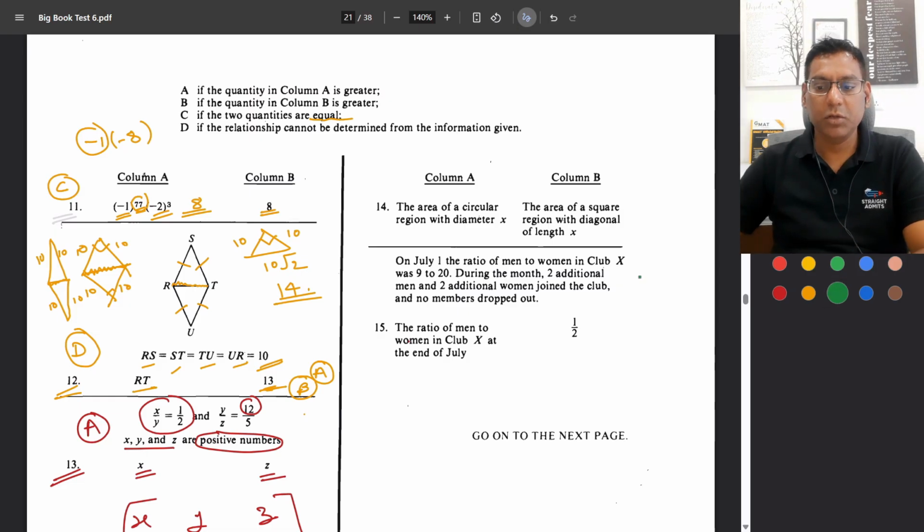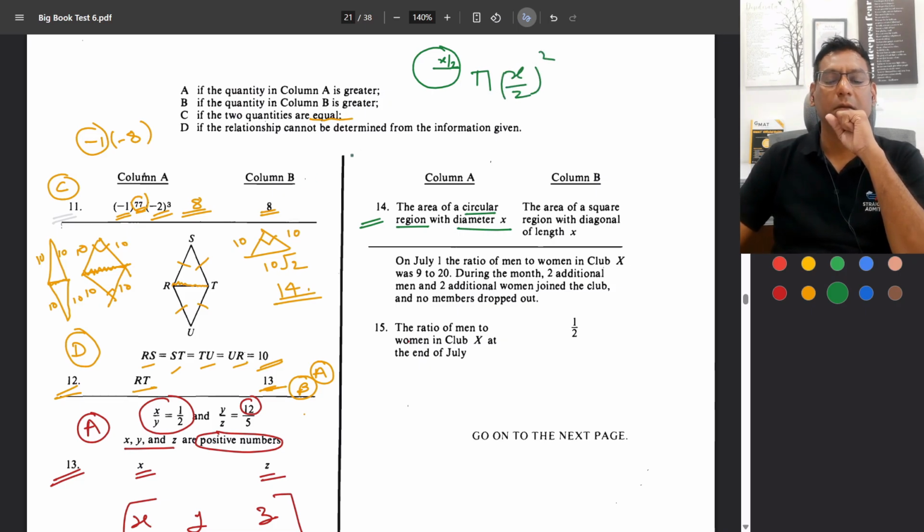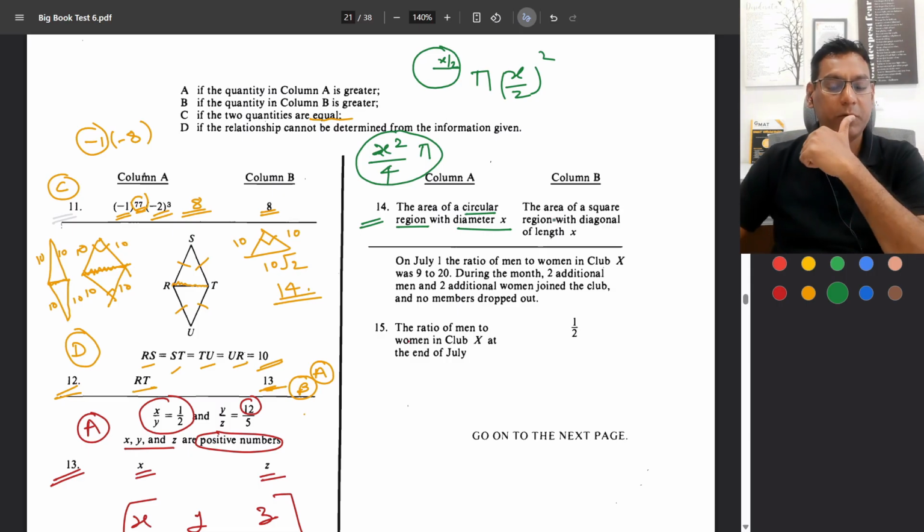Okay, let's look at question 14. The area of a circular region with diameter x. If this is diameter x, the radius is going to be x by 2. What's the area? Pi r square. R is x by 2, so this is basically x square by 4 multiplied by pi, whatever that number comes out to be. Maybe we'll have to simplify that, we'll see.